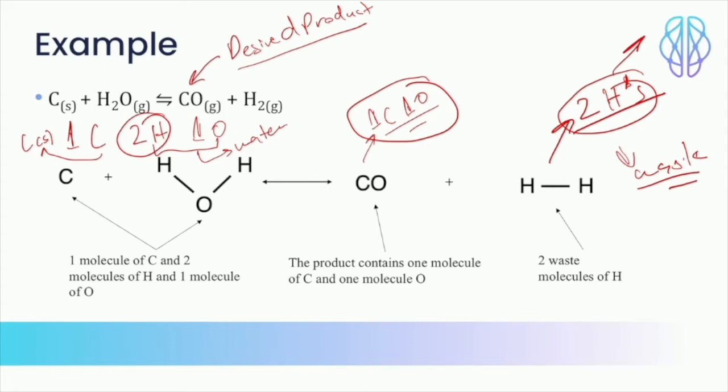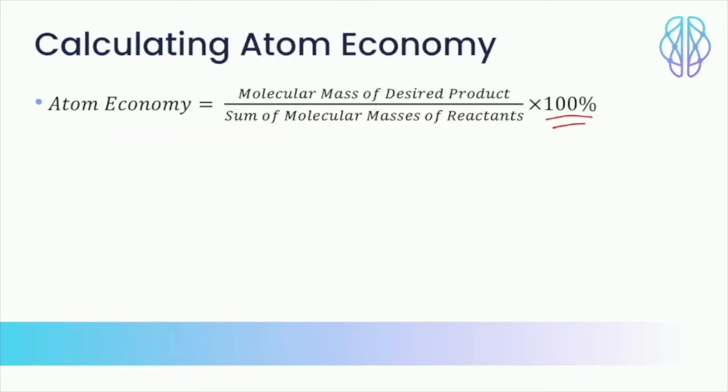How we represent this is through the molecular masses of each of the things, and that's what you're going to see in the next slide. So this is the formula for calculating atom economy: the molecular mass of the desired product divided by the sum of the molecular masses of the reactants, times 100%. Now we'll go over calculating the atom economy for the previous reaction on the next slide.